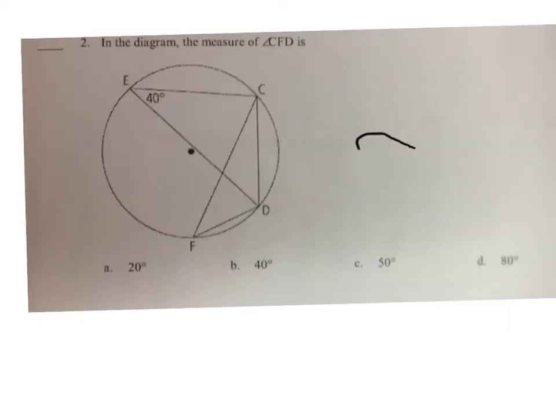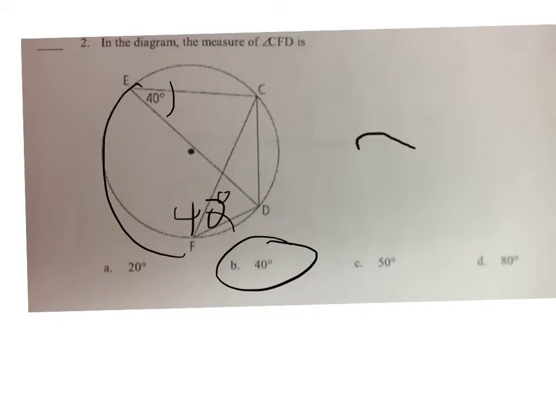Real quickly, because you have this arc here, and this is an inscribed angle, and this is an inscribed angle on the same arc, they have to be equal. So therefore, the answer would be B, 40. So this angle right here is 40 degrees as well.